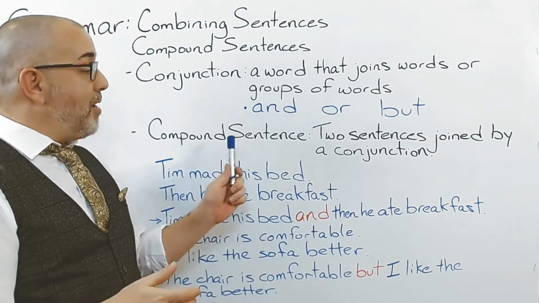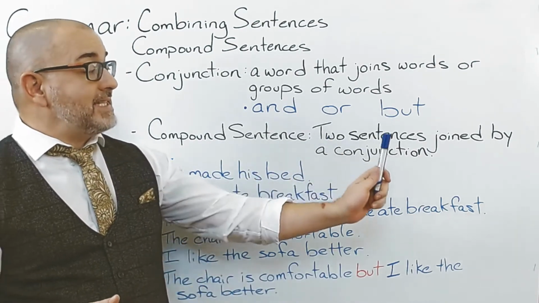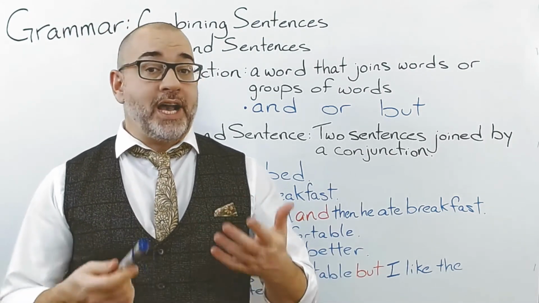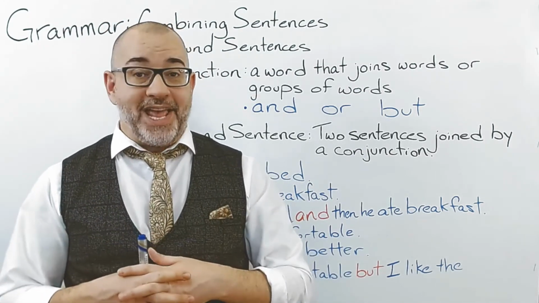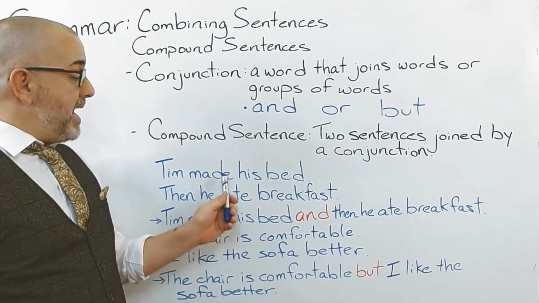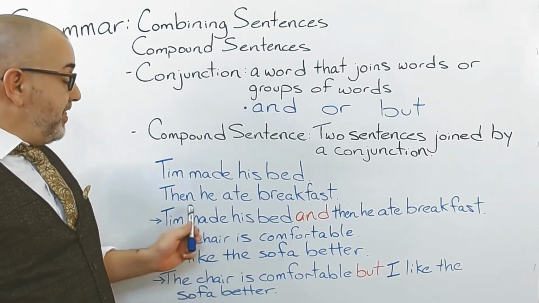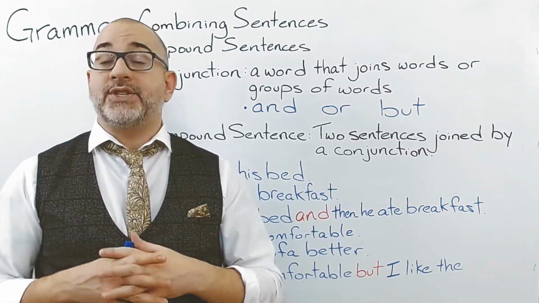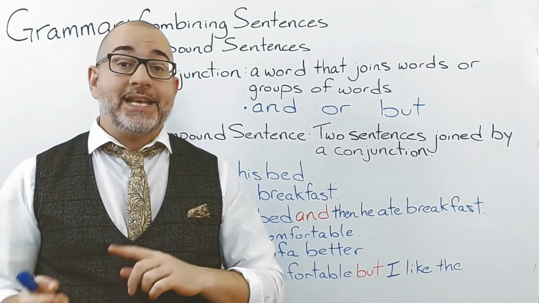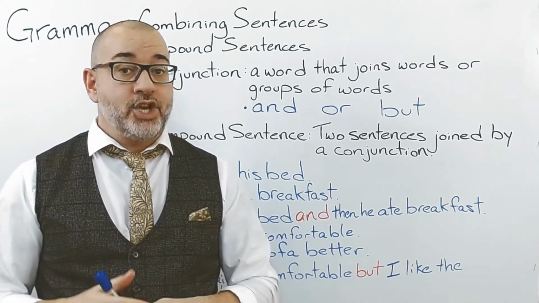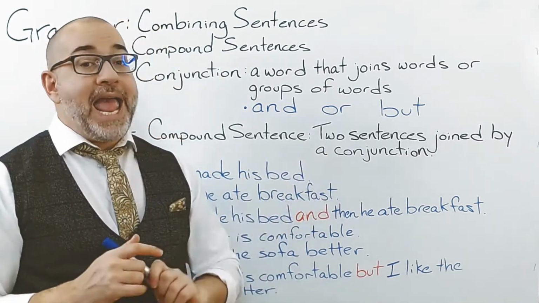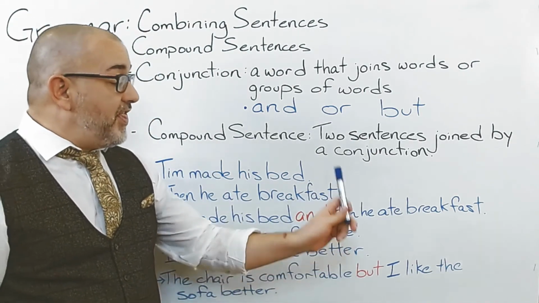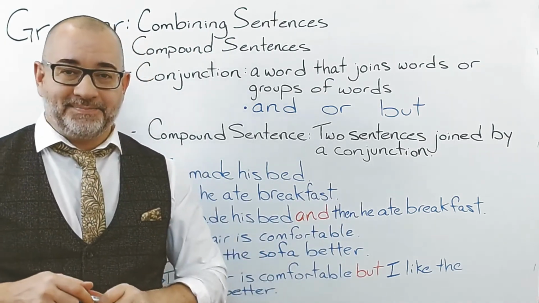Now, a compound sentence is two sentences joined by a conjunction. Let's run through a couple of examples to help us understand. Tim made his bed. Then he ate breakfast. We can combine these two simple sentences into a compound sentence using the conjunction and. Tim made his bed and then he ate breakfast.